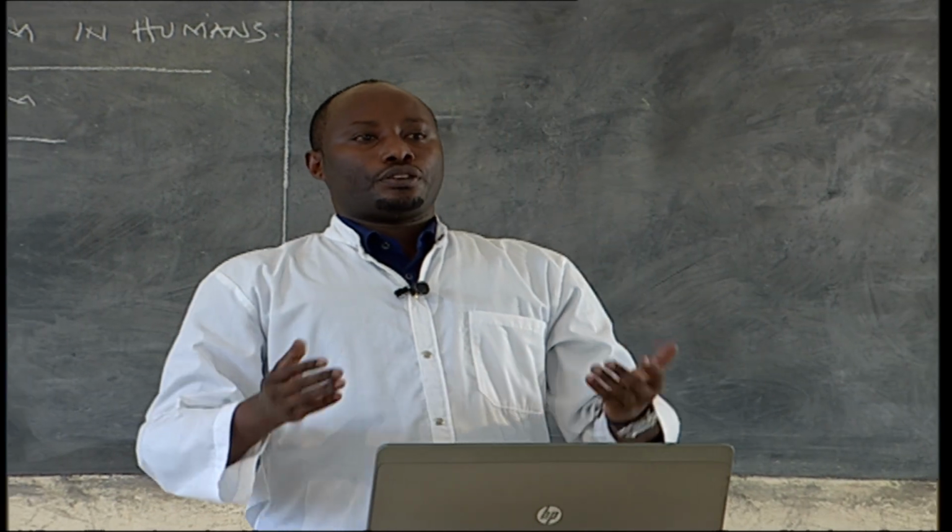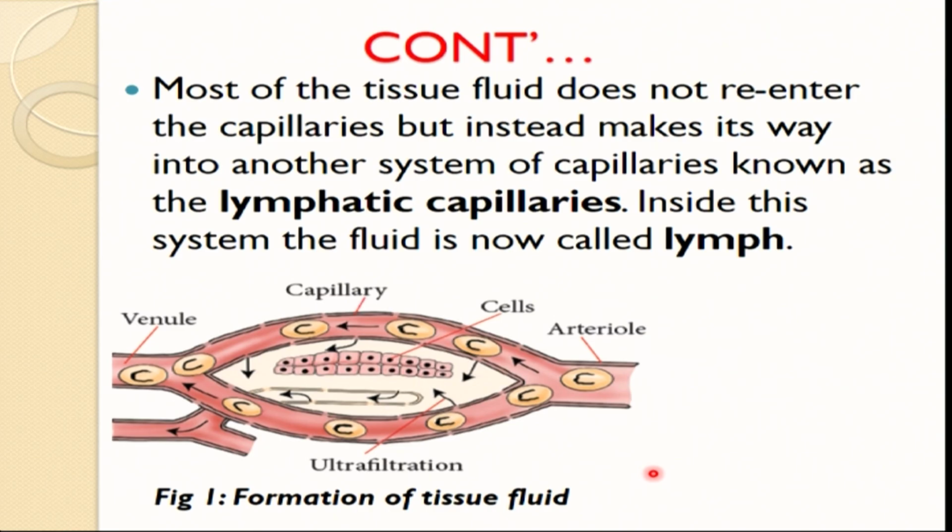So most of the tissue fluid does not re-enter the capillaries, but instead makes its way into another system of capillaries, what you call lymphatic capillaries. Inside the lymphatic system, the fluid is known as lymph. Lymph is clear, watery, like plasma, and is normally surrounding the capillaries. We have the diagram.